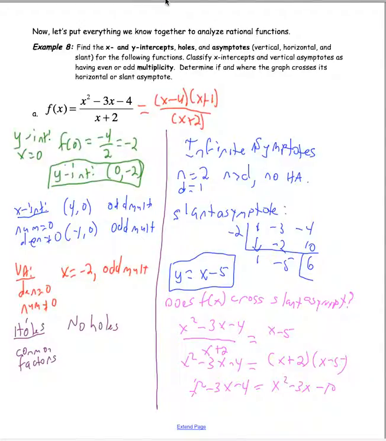And we're going to cancel out the x squared and minus 3x from both sides. Those would subtract off, and we'd be left with negative 4 is equal to negative 10, which has no solution, which means we conclude that the graph does not cross the slant asymptote.